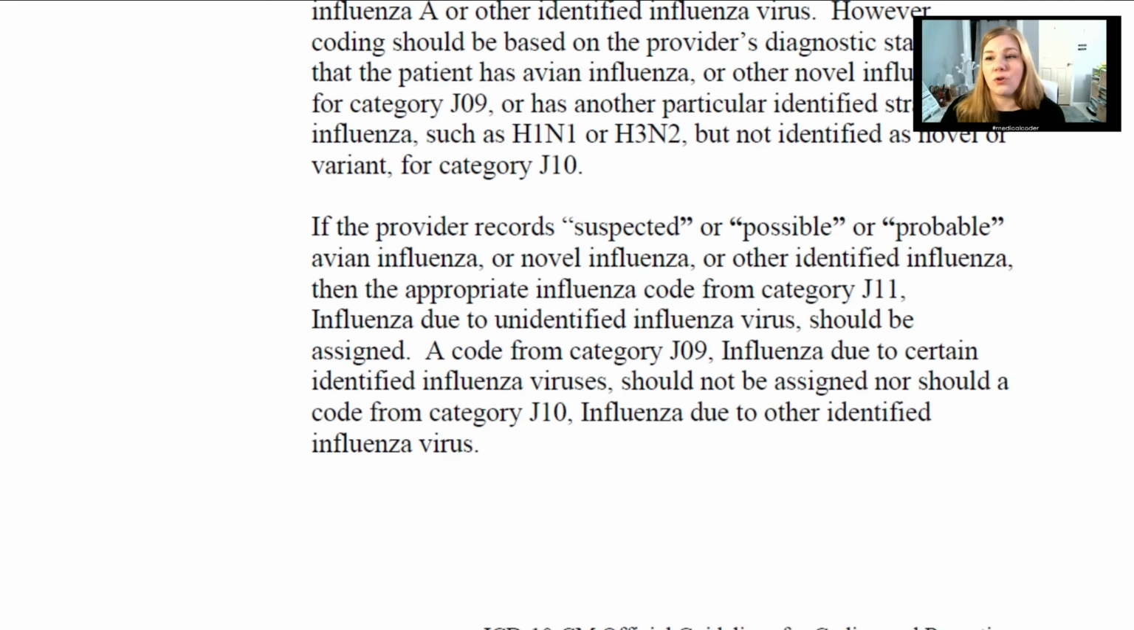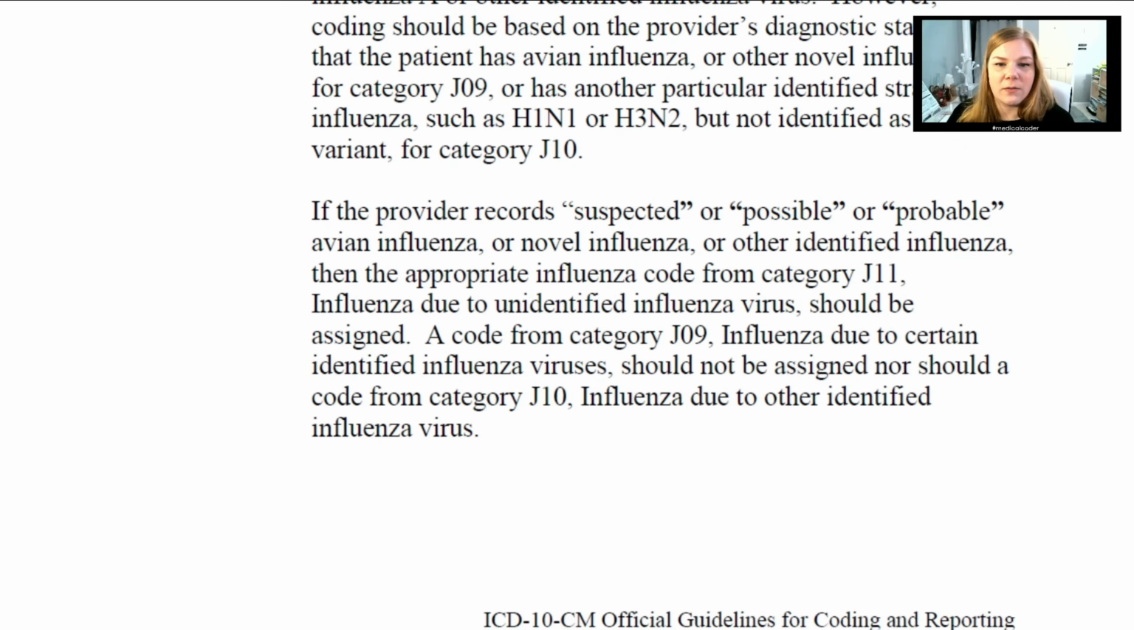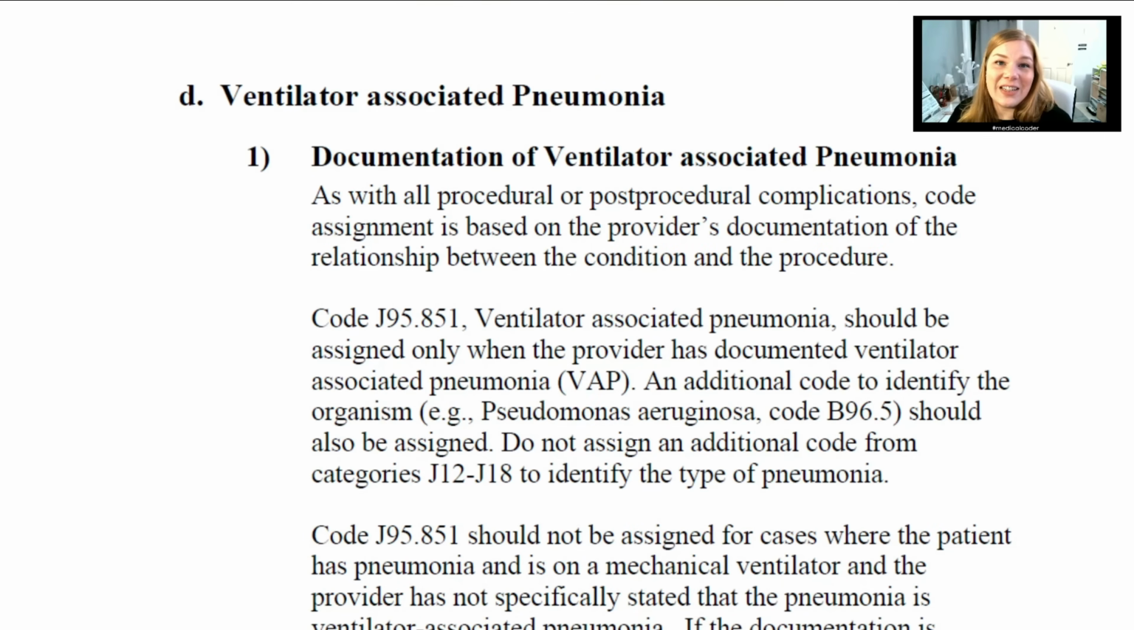If the provider records suspected or possible or probable avian influenza or novel influenza or other identified influenza, then we can assign the appropriate influenza code from category J11. Influenza due to unidentified influenza virus should be assigned. A code from category J09, influenza due to certain identified influenza viruses, should not be assigned, nor should a code from category J10, influenza due to other identified influenza virus.